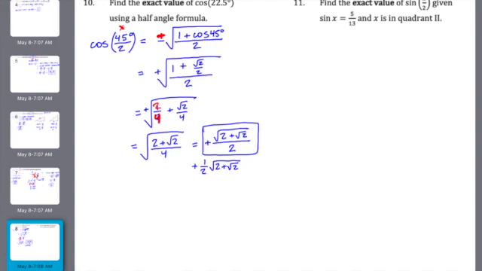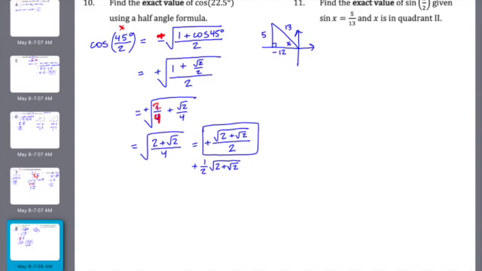Okay, let's look at the next one. In this case, it says find the exact value of sine of x over 2, given that sine of x is 5/13 and x is in quadrant 2. So first, let's just draw a little picture of this. So I'm going to draw a second quadrant angle and call it x. And if sine of x is 5/13, that means my opposite is 5, and my hypotenuse is 13. And then hopefully you notice that this is a 5, 12, 13. But if I'm in quadrant 2, that's going to have to be a negative 12.